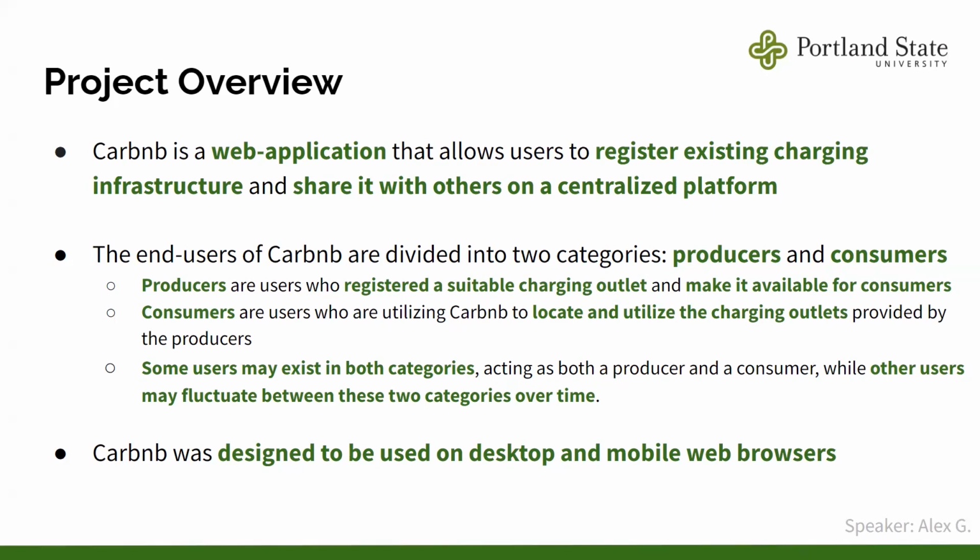And some users may exist in both categories, and we also assume that they could fluctuate between categories, so they can deregister and register charging outlets and also search for charging outlets whenever they would like as well. So CarBnB was designed to be used on both desktop and mobile browsers on the go, as well as at home.